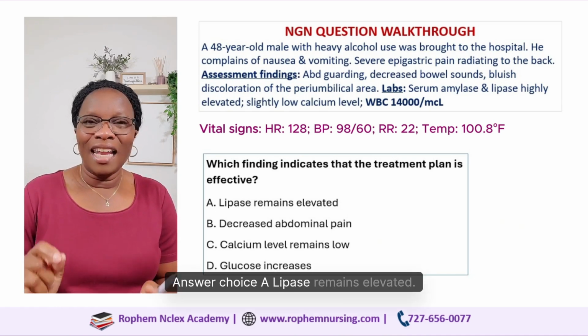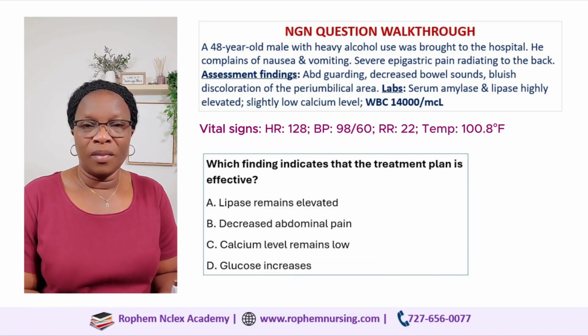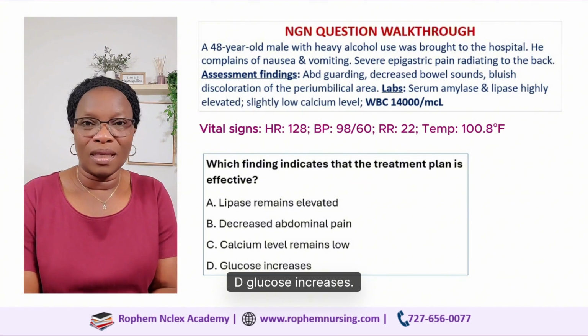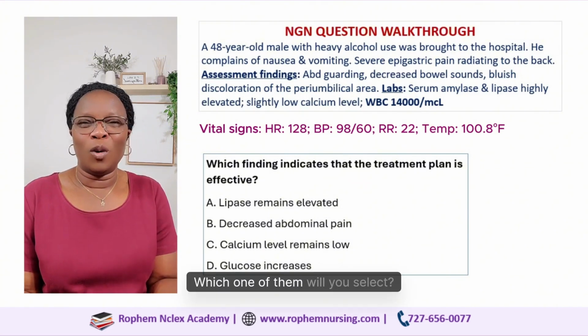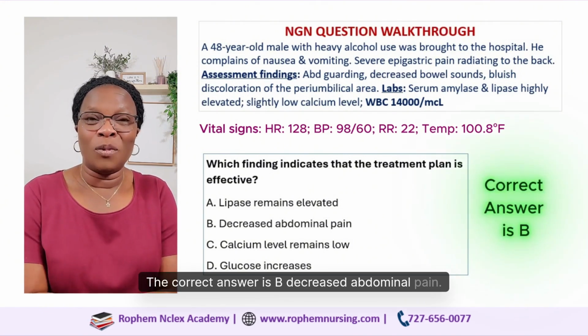Answer choice A, lipase remains elevated. B, decreased abdominal pain. C, calcium level remains low. D, glucose increases. Which one of them will you select? The correct answer is B, decreased abdominal pain.